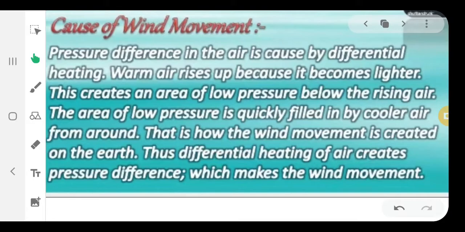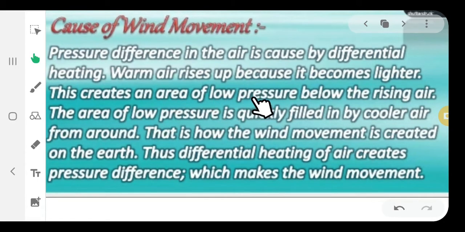Now, what are the causes of wind movement? Why wind moves from one place to another? Pressure difference in the air is caused by differential heating of earth. Warm air rises up because it becomes lighter. We all know, because of the warm air which is near the land, it rises up.